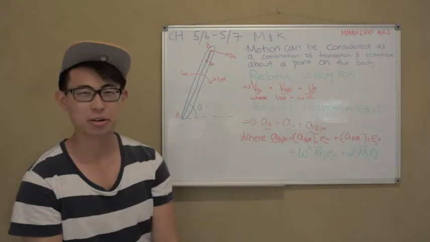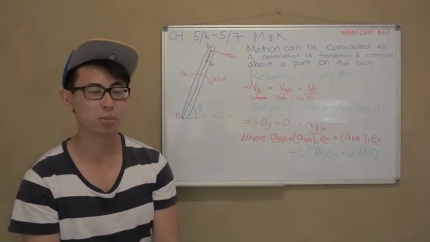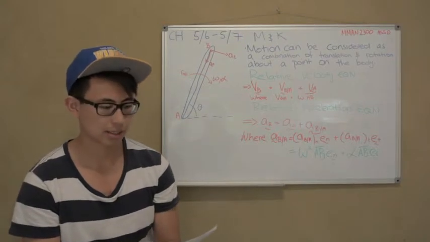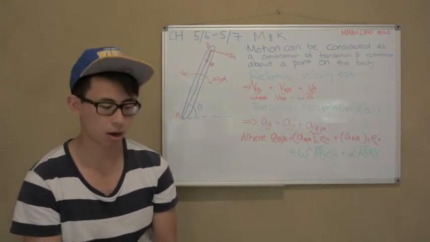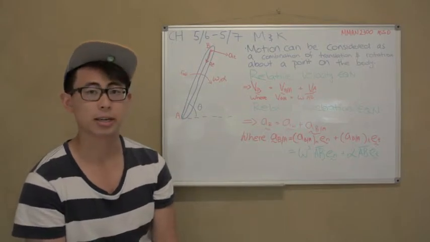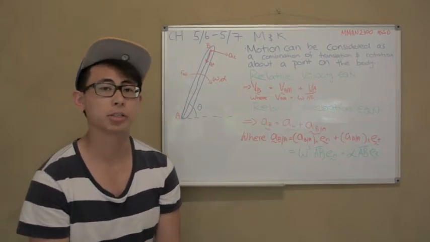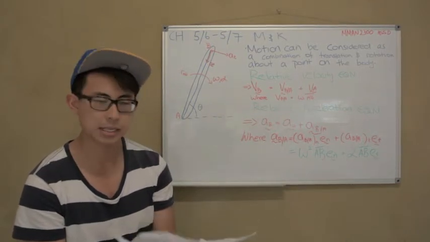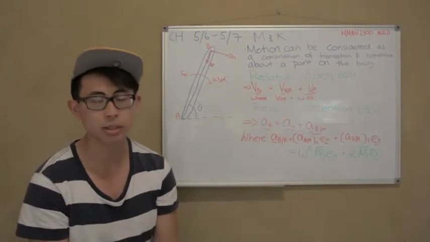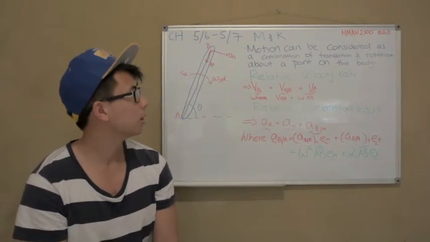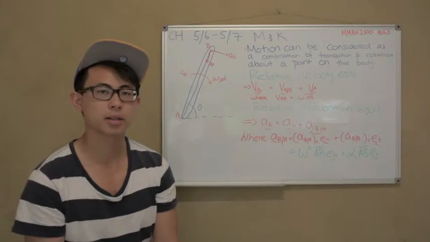Alright, so today we'll be looking at chapters 5.6 to 5.7 in Meriam and Kraige, which is acceleration analysis of rigid bodies. This session will be broken down into three parts. The first part, I'll introduce the basic concepts. The second part, I will talk about rotation about a fixed axis as well as general plane motion. And the third part, we'll go through an example together. So let's begin the first part.